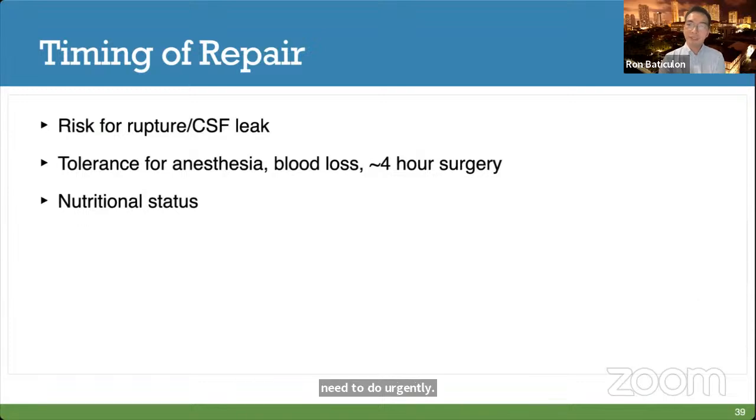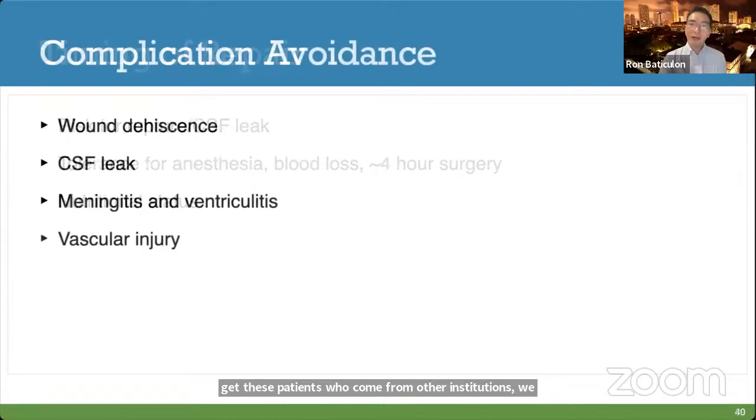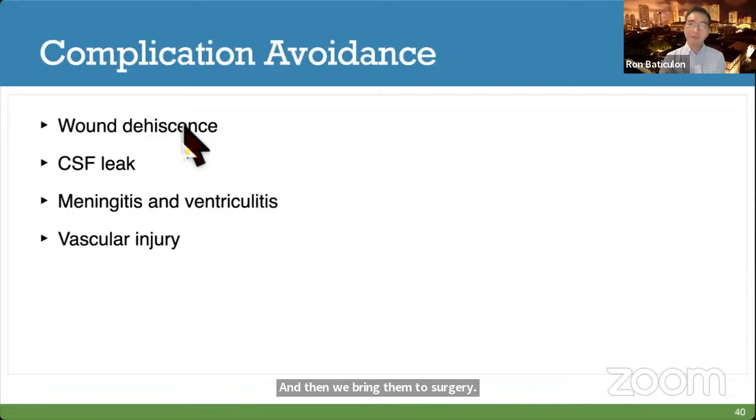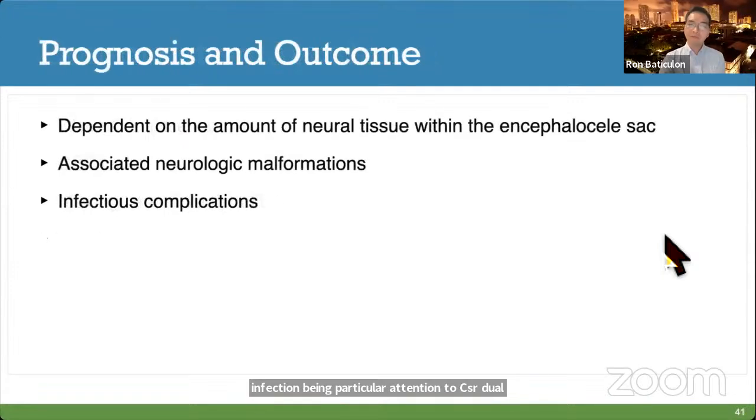Otherwise, if it's normal skin covering, vision is not compromised, I try to wait maybe between 3 to 6 months so that they'll be able to tolerate anesthesia, blood loss, and approximately 3 to 4 hours of surgery. And as I said, if there's active infection, so we do get these patients who come from other institutions with infected encephaloceles, we try to load antibiotics first, make sure they're not septic, and then we bring them to surgery. So complication avoidance, make sure there's no infection. Pay particular attention to CSF dural closure to avoid CSF leak and vascular injury.